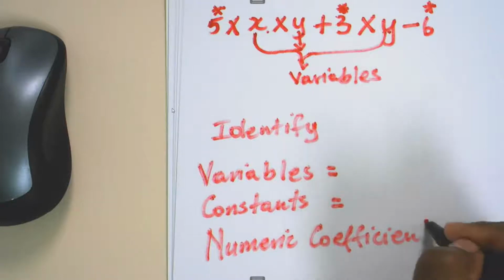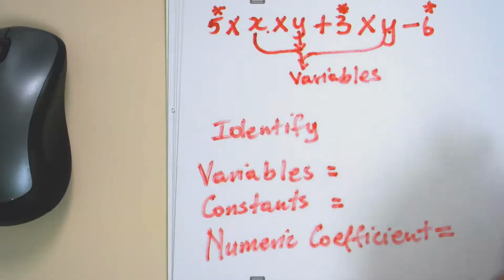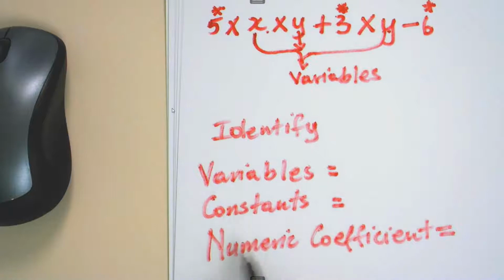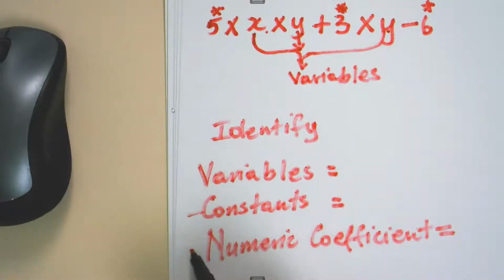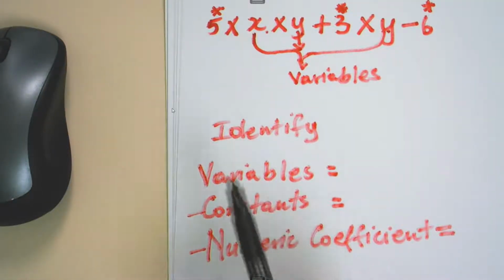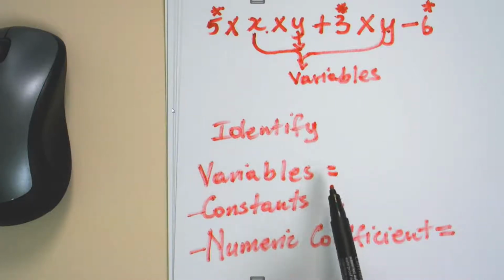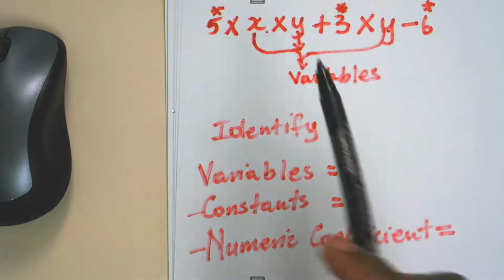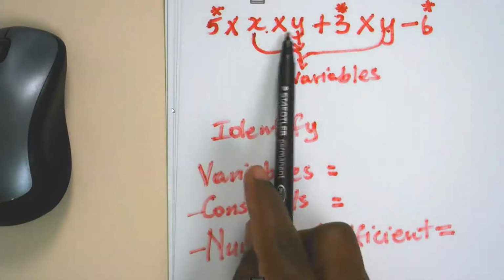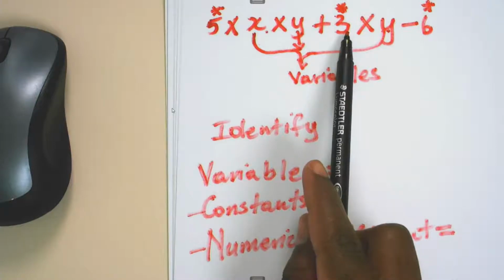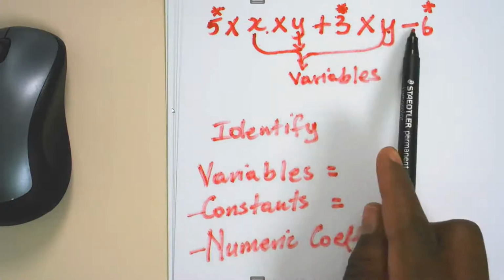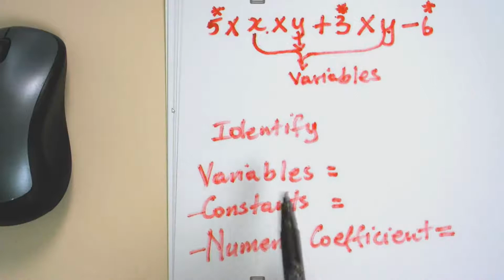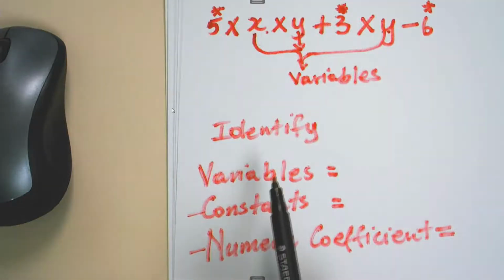Coefficient. Now, I need to explain, guys, this one and this one. Constants are numbers that do not have any variable in front of them. They are constant. They do not have any variables. Let us take a look. We've got 5 multiplied by x multiplied by y plus 3 multiplied by y minus 6. Now, which numbers do not have a variable?